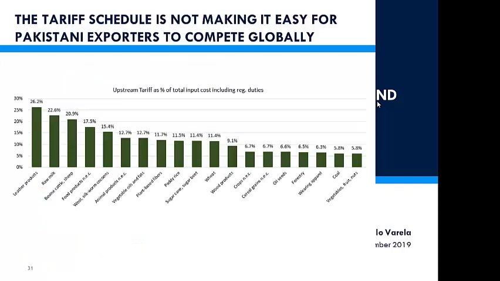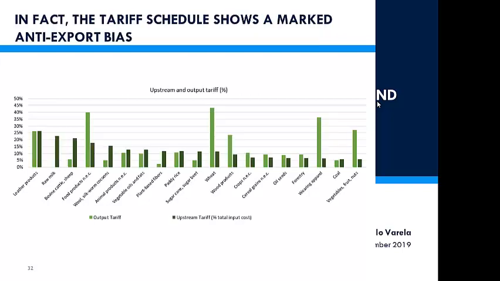Let's talk about trade policy and let's talk about upstream tariffs. In Pakistan, with the latest data from the tariff policy, what we see is that the tariff schedule is not making it easy for Pakistani exporters to compete globally. Why? Because they charge high tariffs on the inputs, on the raw materials that they are using. To give you an example, leather product producers pay on their inputs 26% of input tariffs on average. I think you have there wearing apparel that is about 6 to 7%. And that is a high cost for firms.